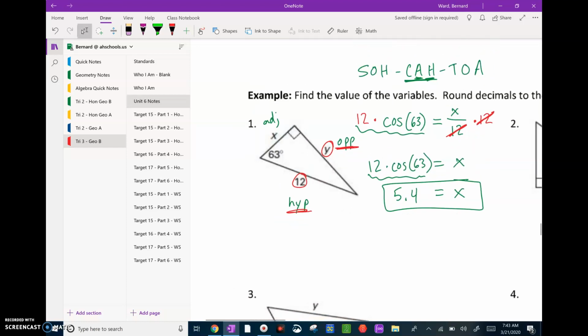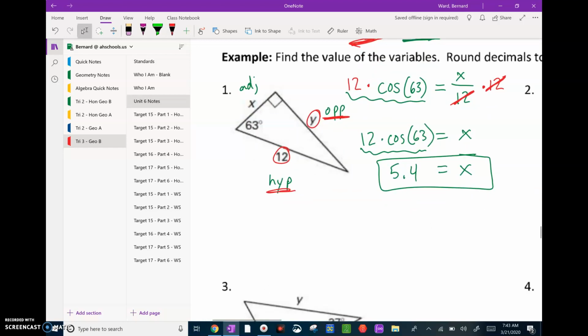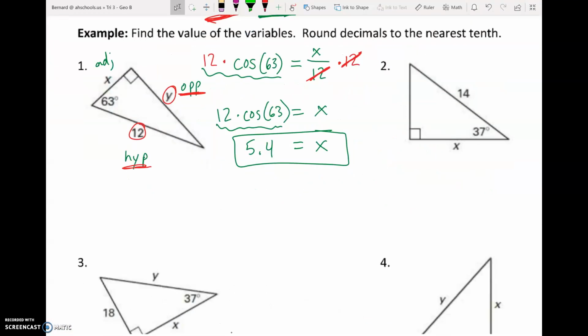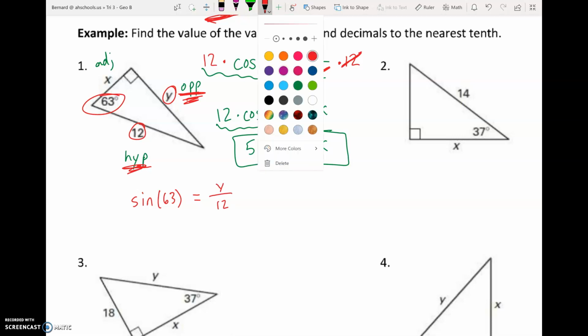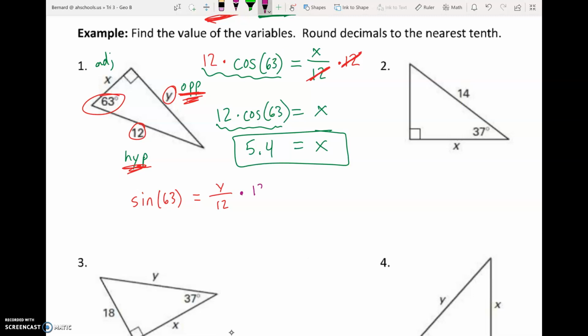Now, opposite and hypotenuse is SOH, right? Sine is opposite over hypotenuse. So to figure out this one, I'm going to do the sine, and we base off our angle of 63 equals opposite over hypotenuse. So y over 12. And then we solve in the same way. Times by whatever is in the bottom of that fraction, the 12's cancel. And so y is going to equal 12 times the sine of 63.